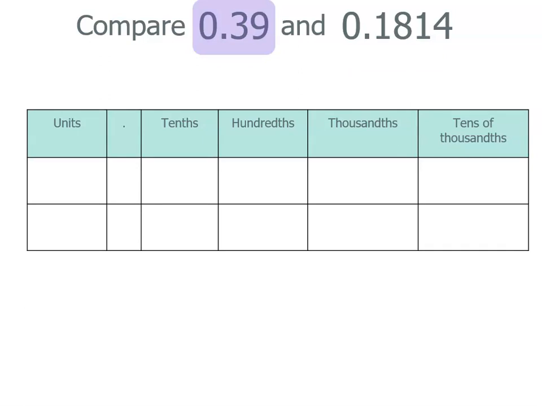You can see we've got 0.39, 3 tenths and 9 hundredths. The other number has 0 in the units place, 1 of the tenths, 8 of the hundredths, 1 thousandth, and 4 of the tens of thousands. But the thing is, those extra digits, they're not worth much.